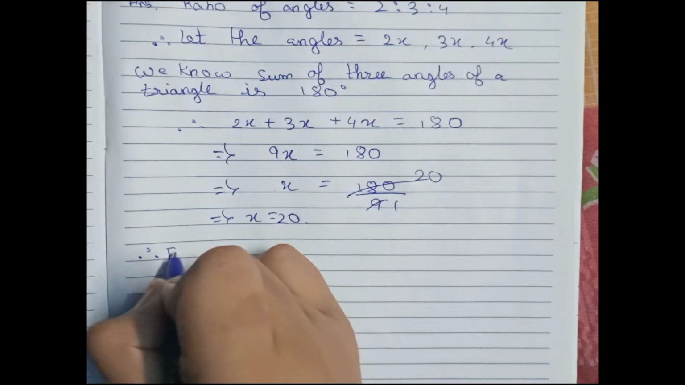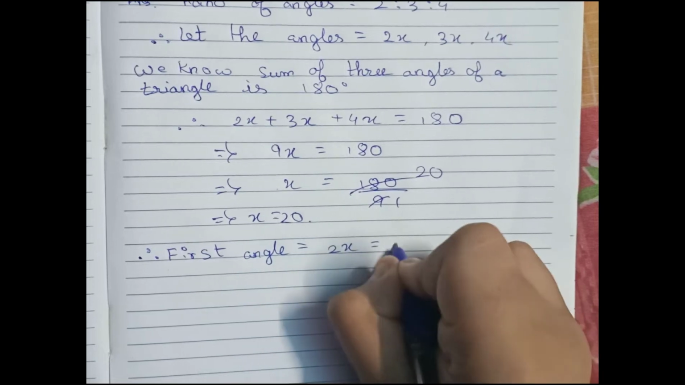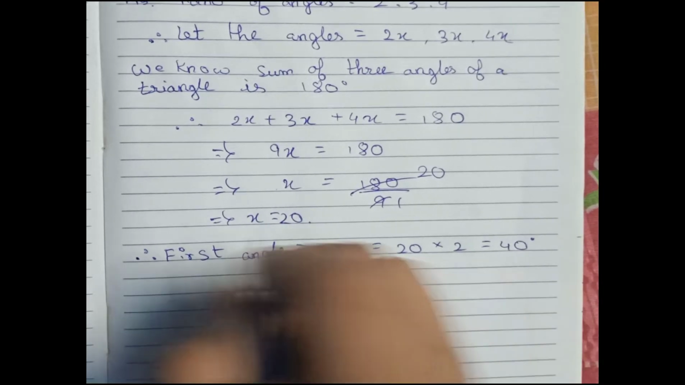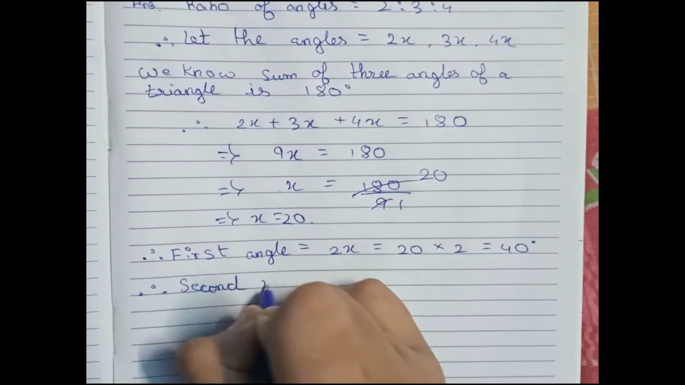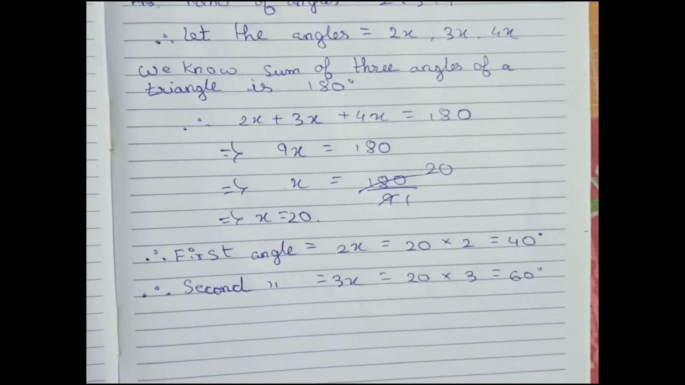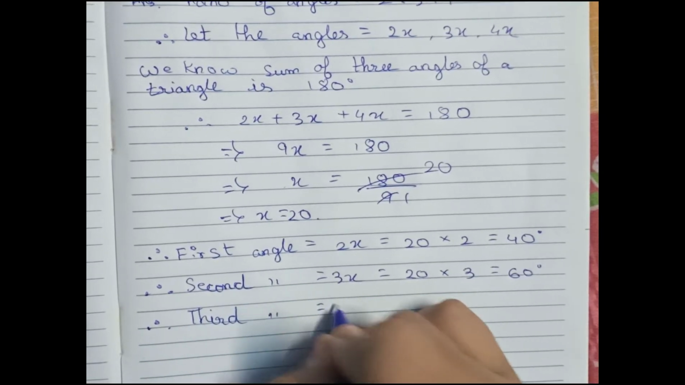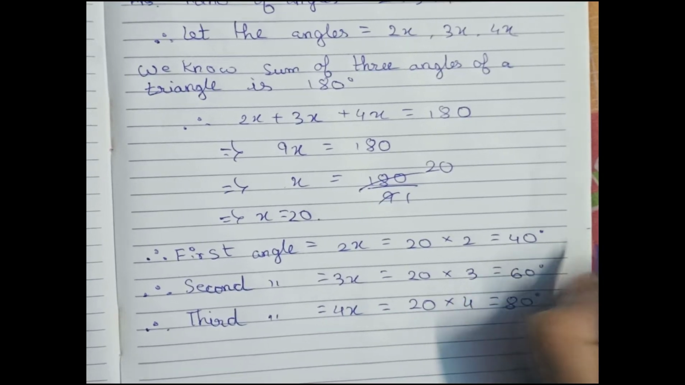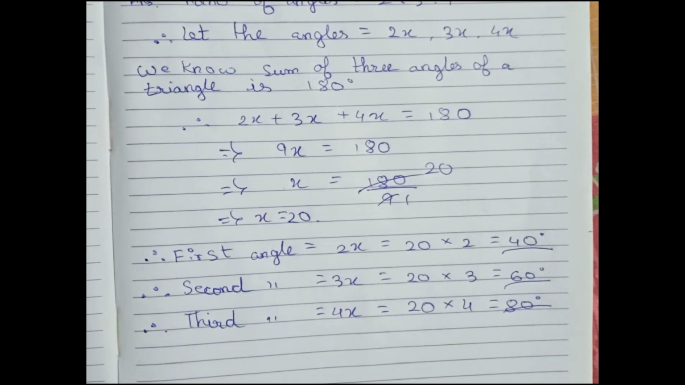So therefore our first angle, so we have taken it as 2x, so it becomes 2 into 20, that is 40 degree. Therefore our second angle, that I have taken as 3x, so it will become 20 into 3, that is 60 degree. And therefore our third angle, that we have taken as 4x, so it becomes 20 into 4, that is 80 degree. So 40 degree, 60 degree and 80 degree are the angles of our triangle, and this is our final answer.